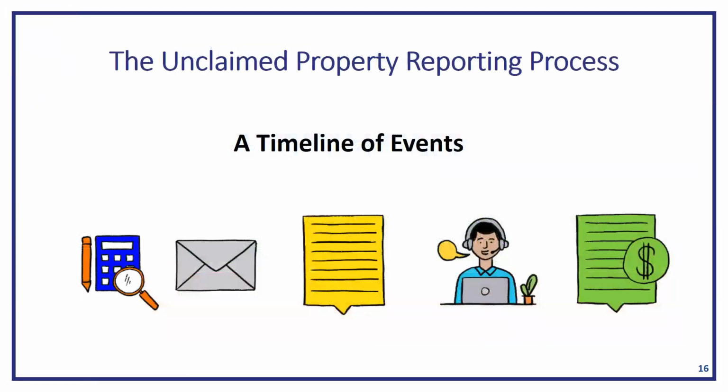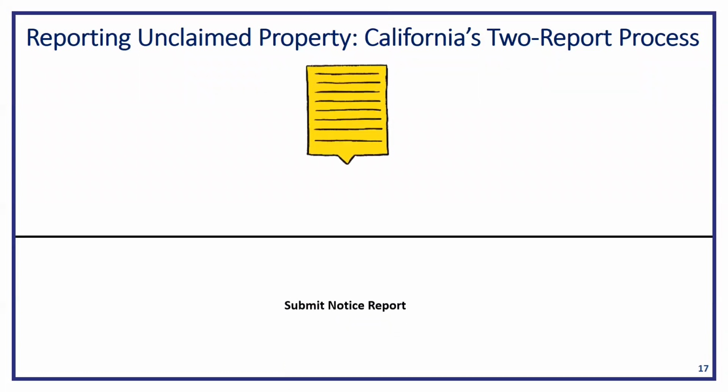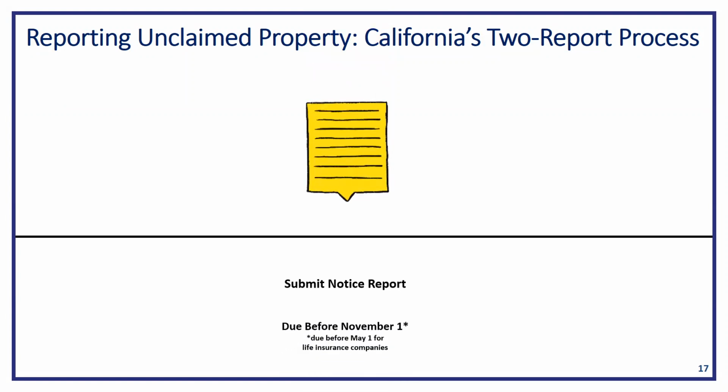So let's start with a look at the timeline of a typical reporting cycle. In California, there are 2 reports holders are required to submit: the notice report and the remit report. The notice report is due before November 1st for most businesses. For life insurance companies, it's due before May 1st. Life insurance companies are on a slightly different reporting schedule, and I'll be sure to call out those dates for you as well, in case anyone here is from life insurance. But for most businesses, you're submitting this notice report to us before November 1st.